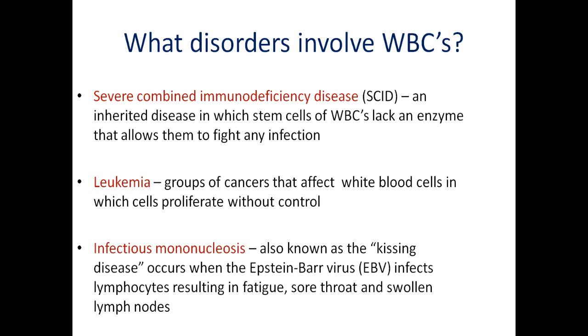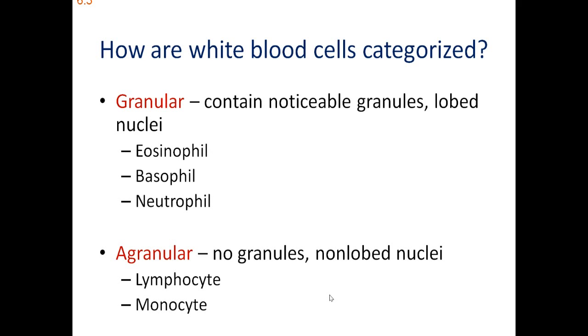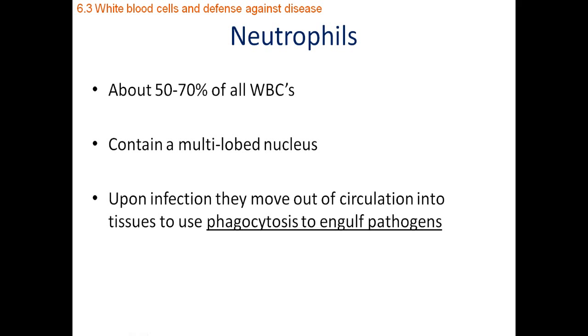Okay, so whenever they do a CBC, which is a complete blood count, what they're doing is looking at your formed elements. They're going to look at how many reds you have, how many whites you have, and they'll look at the differential number. So they'll look at how many eosinophils you have, how many basophils, how many neutrophils, how many lymphocytes, how many monocytes.